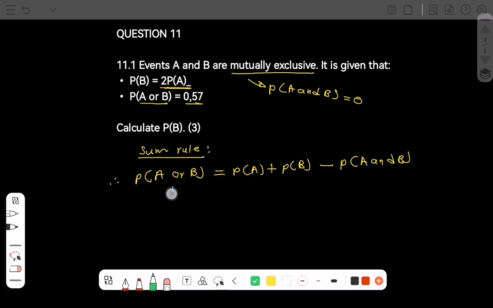The probability of A or B, as given above, is equal to 0.57. The probability of A, I don't have it, so it is up to you. You can start by looking for the probability of A, and look for the probability of B thereafter. That is exactly what I'm going to do. I'm going to leave the probability of A the way it is. Where there's the probability of B, since B is given in terms of A, I will replace the probability of B by 2 multiplied by the probability of A.